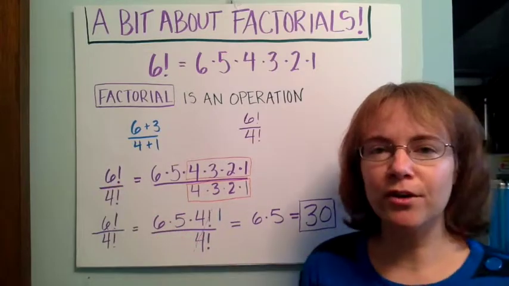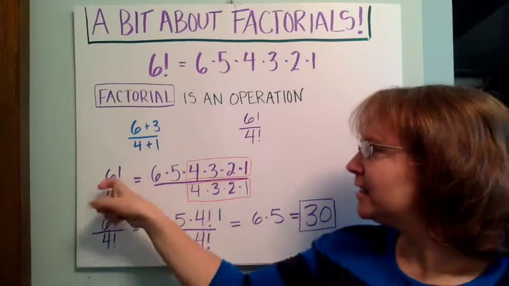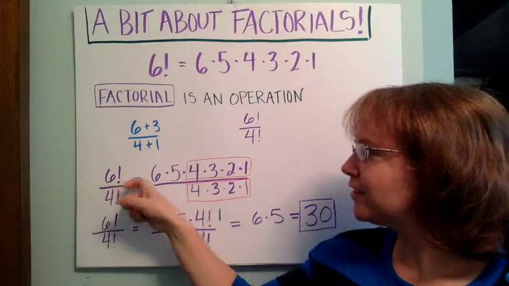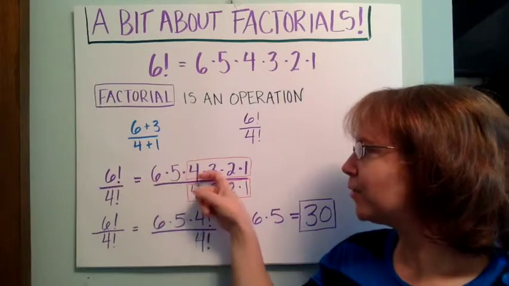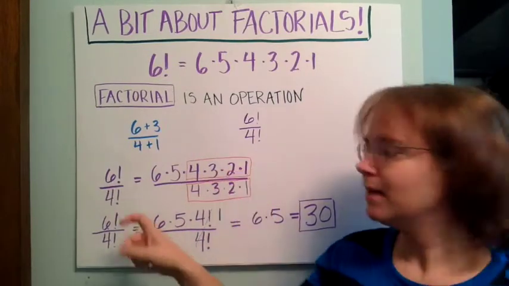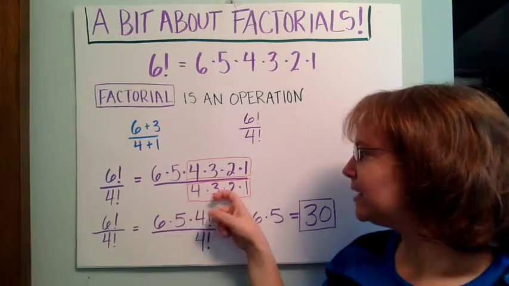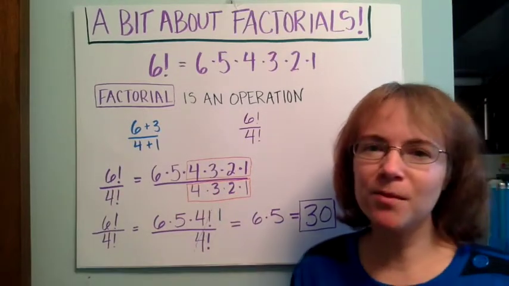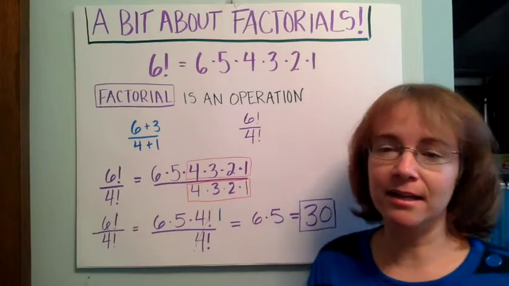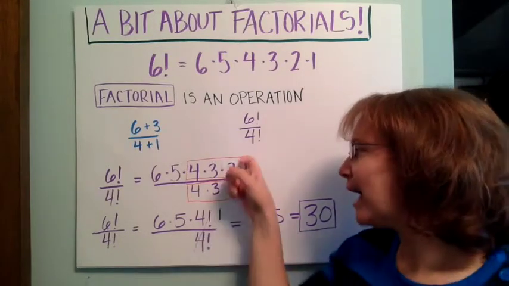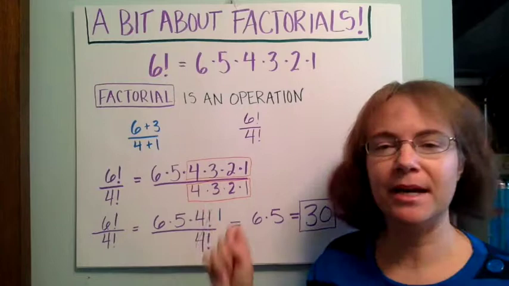So 6 factorial, though, you can make it a little bit easier. 6 factorial over 4 factorial. 6 factorial equals 6 times 5 times 4 times 3 times 2 times 1. 4 factorial equals 4 times 3 times 2 times 1. And oftentimes we won't write the 1 because anything times 1 is itself. So you don't have to write the 1 in there. I'm just showing you that by definition.